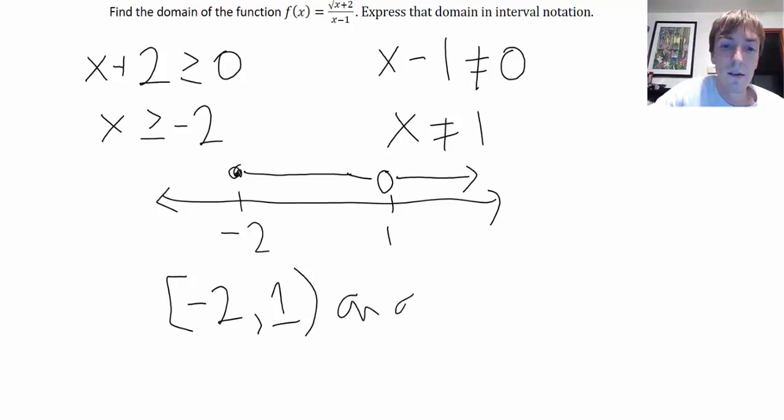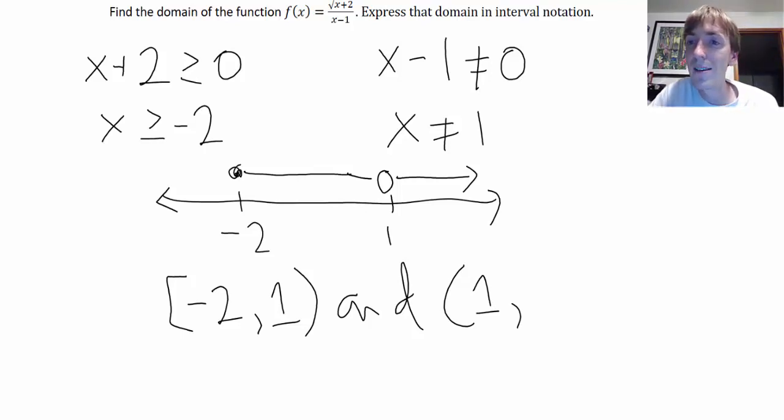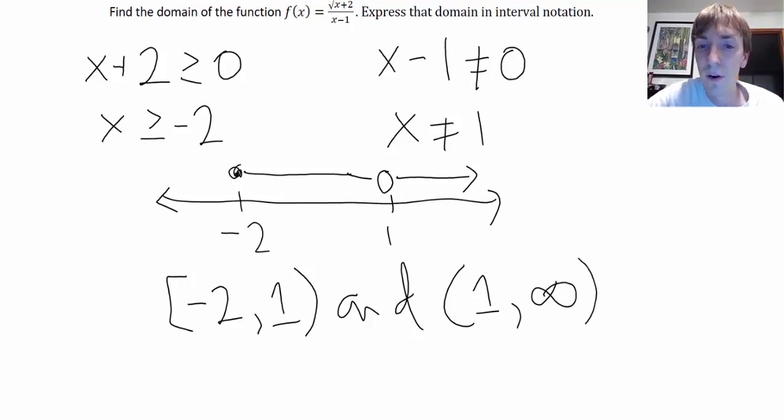Okay, but I'm not done yet because I also could have a number bigger than 1. So, and I have the interval that starts at 1, not including 1, and it goes all the way out to positive infinity because there's no right endpoint. Another way to say that is that the right endpoint is positive infinity. And I can't contain positive infinity, so I have to put a parenthesis there.